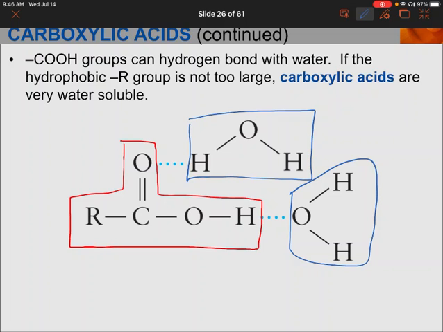Notice again that there are two places that carboxylic acids could potentially hydrogen bond. We've got the oxygen on the carbonyl group, which could hydrogen bond with another molecule that has a hydrogen bonded to either nitrogen, oxygen, or fluorine. And then we also have that OH group that can hydrogen bond as well. And remember, these hydrogen bonds are occurring because the oxygens are partially negative and the hydrogens are partially positive, so they're attracted to each other. All right.